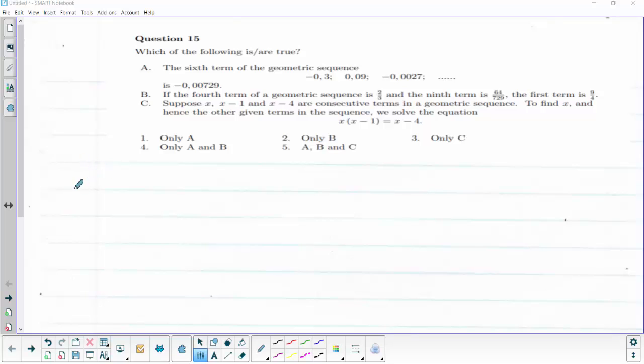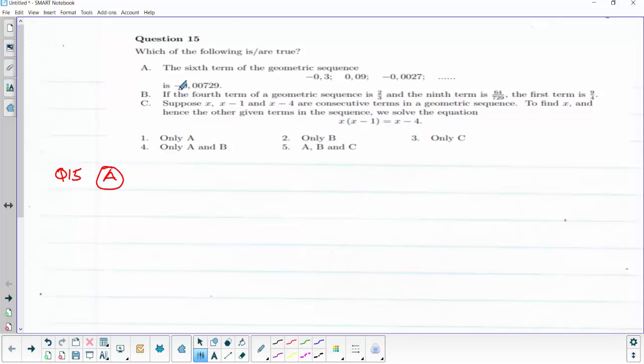Answer to question 15. So we are given the question. We need to ascertain which is true or which are true. Among the given options, which are options A, B, and C, let us start from A.